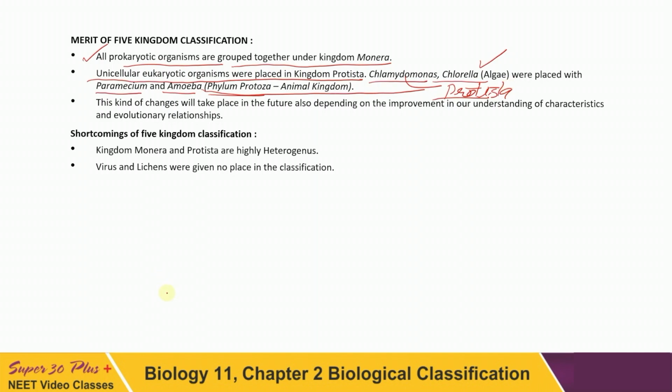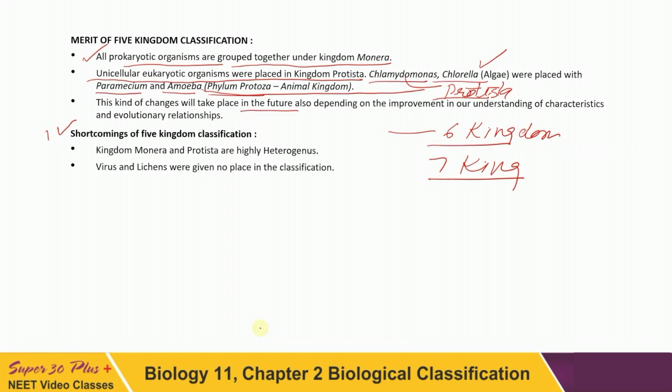Such changes will definitely take place in future also. We see that a 6 kingdom classification has been proposed. We have to discuss it. Even after that, a 7 kingdom classification has also been proposed. An important point here is, you have seen the details of this 5 kingdom classification. Do you feel that some shortcomings are there in it? And that's why the 6 kingdom classification was proposed.